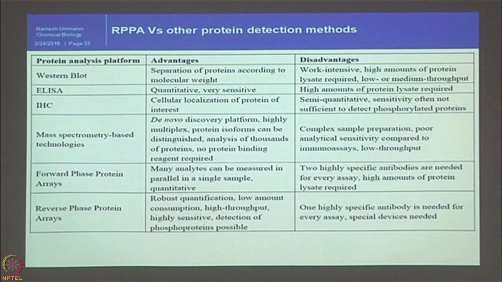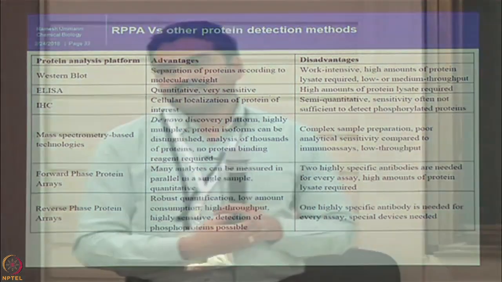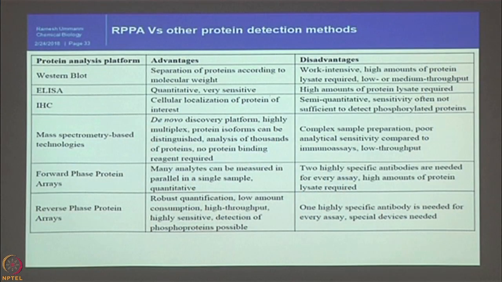And forward protein arrays, many analytes can be measured in parallel in a single sample, and it is quantitative. The disadvantage is that two highly specific antibodies are required there also, because the antibody captures the analyte, right? So the capture antibody also should be highly specific. But reverse phase protein array has robust quantification, low amount of consumption, high throughput, high sensitivity, and detection of phosphoproteins.